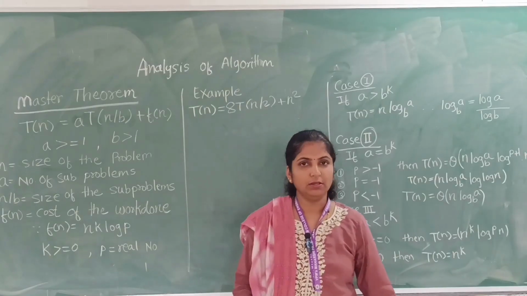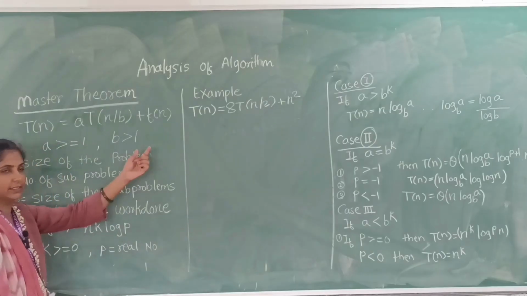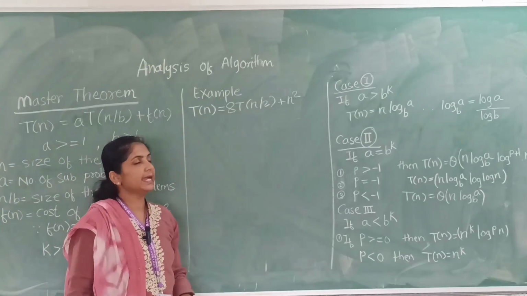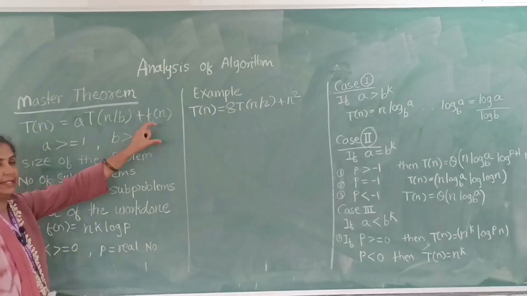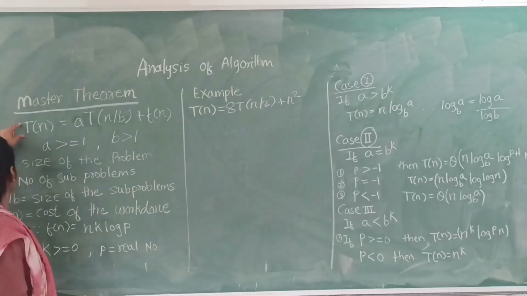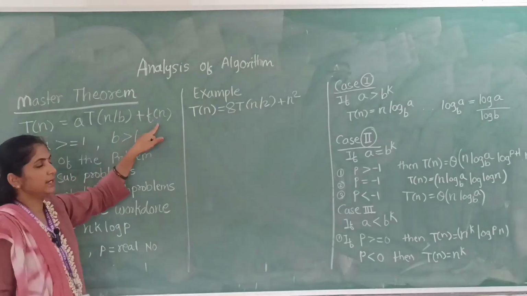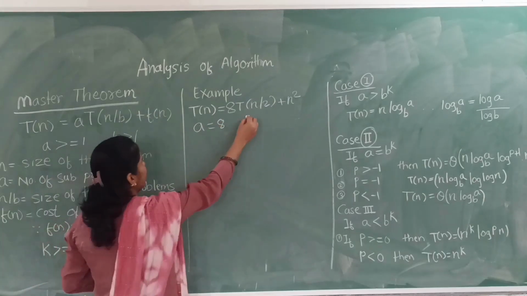Now we will solve one example on it. For that, I have written one example here: T(n) = 8T(n/2) + n^2. Now comparing this equation with our standard function T(n) = aT(n/b) + f(n), we get a equals 8.